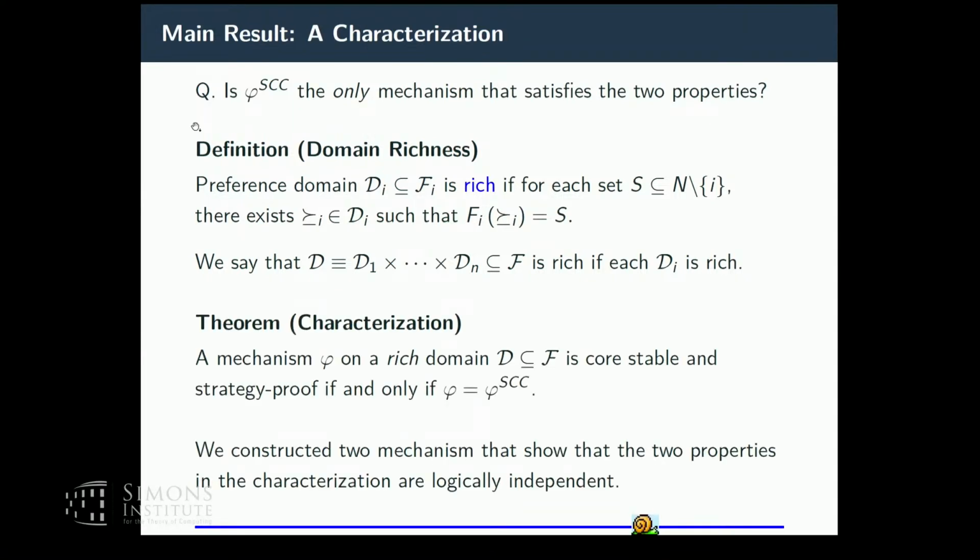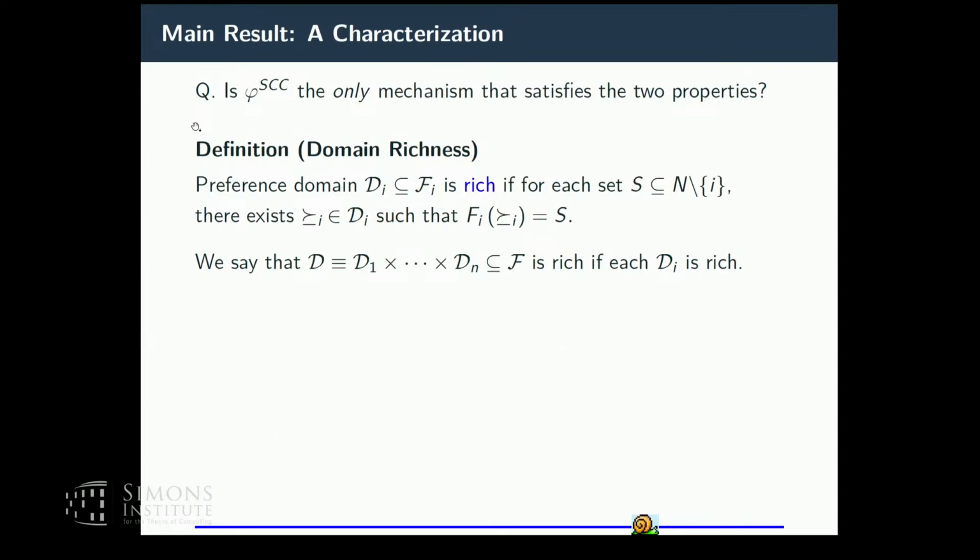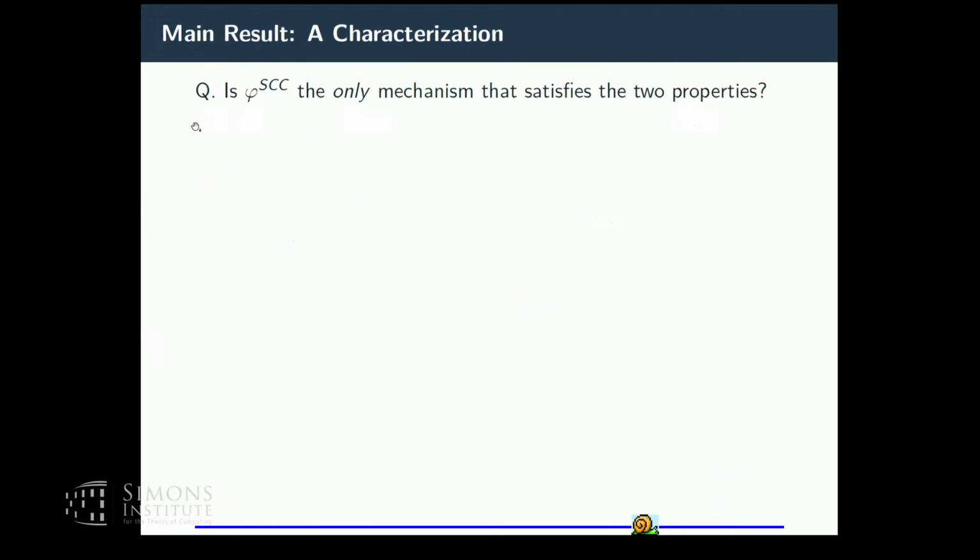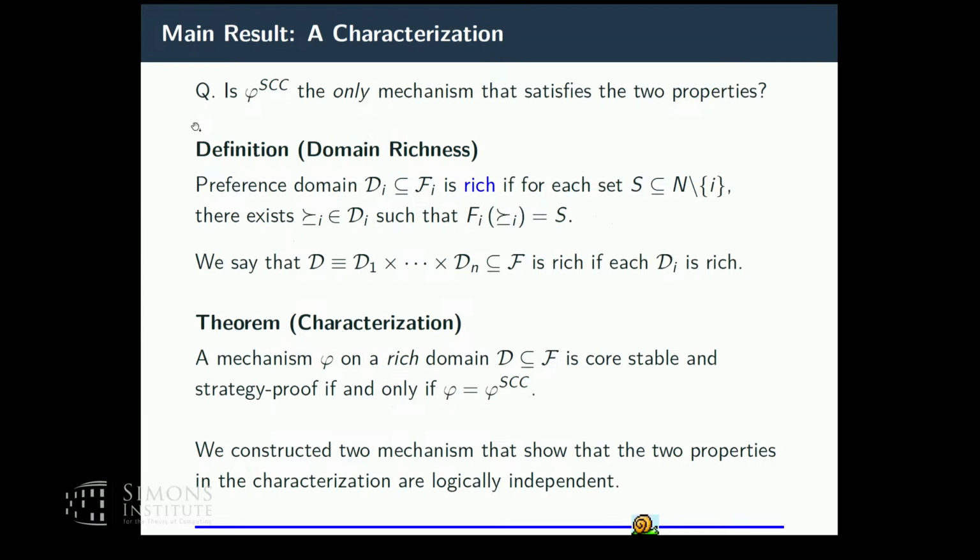And then a mechanism on a rich domain is core stable. So now notice we are talking here about strict core stability. We were saying the SCC mechanism is strictly core stable and group strategy-proof. But now I'm weakening this to core stability and strategy-proofness. And I'm claiming a mechanism on a rich domain is core stable and strategy-proof if and only if it's the SCC mechanism. So to pin down the mechanism, the weaker properties are enough. But it satisfies the stronger properties as well.